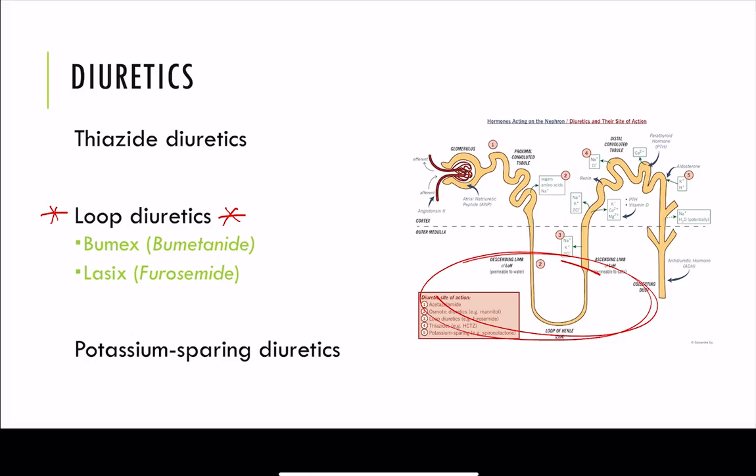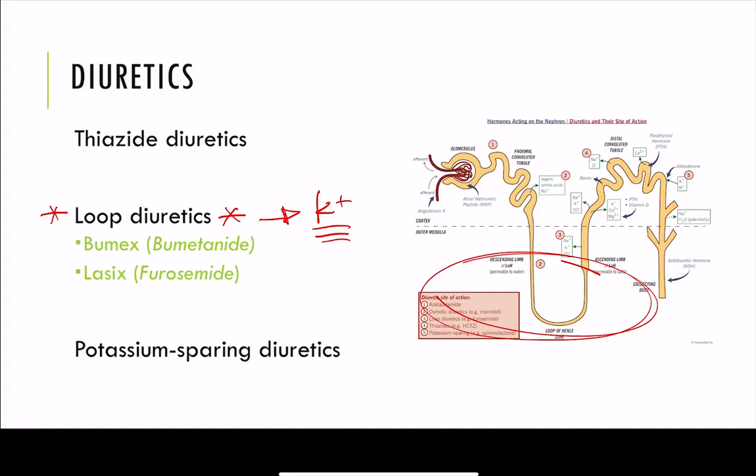But please know that because it acts at the site where we concentrate our urine, it is the most effective of the diuretics. So if somebody is on a loop diuretic, that is a big, big drug to really deplete them of their volume. The loop diuretics can deplete potassium. This is a really big one to put in your brain. Loop diuretics can end up depleting potassium.